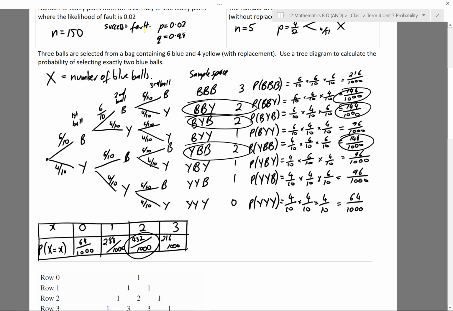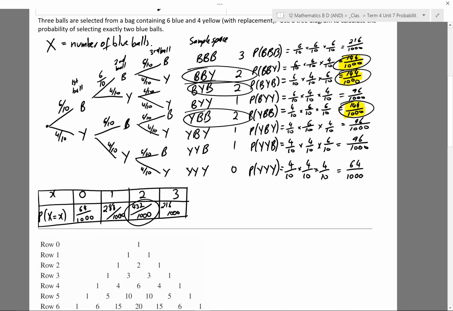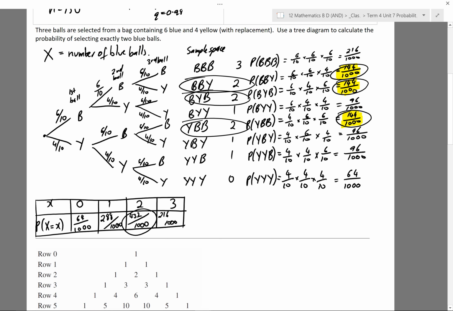But some of you rightly identified that this is quite tedious. We see that this 144 on 1000 is always the same. Why can't we just find that and multiply it by 3? Well, that sounds like a great idea. How did we find this? Well, all of these probabilities are the same, just in different orders.